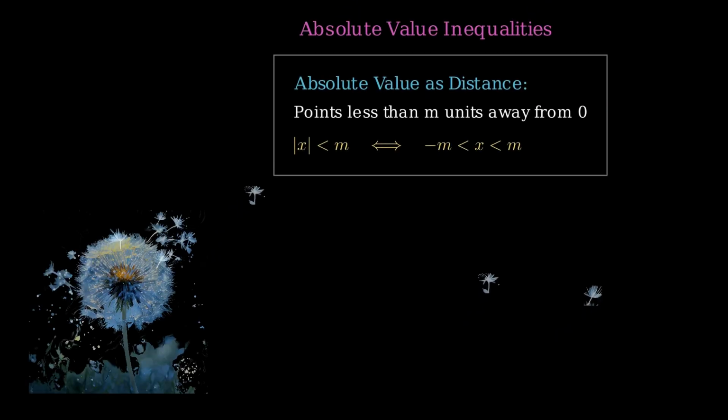Absolute value inequalities are just another form of compound inequalities. An absolute value inequality can have a form such as the absolute value of x is less than m. This means that x is restricted to points on the number line less than m units from 0, in either the positive or the negative direction. Therefore, the absolute value of x is less than m is completely equivalent to negative m is less than x, which is less than positive m.